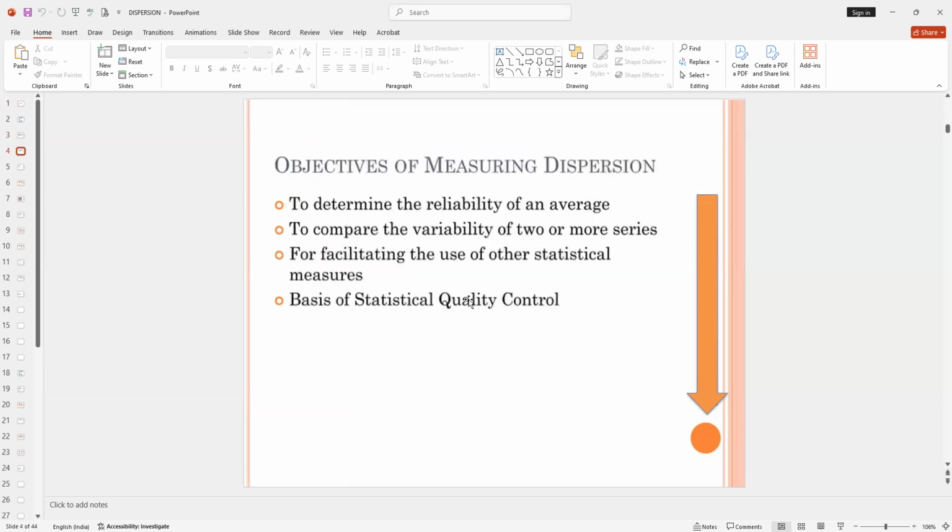Then we will look at the objectives of measuring dispersion: to determine the reliability of an average, to compare the variability of two or more series, for facilitating the use of other statistical measures, and as a basis of statistical quality control. These are the objectives of measuring dispersion.